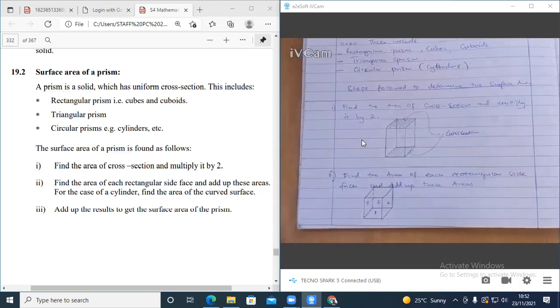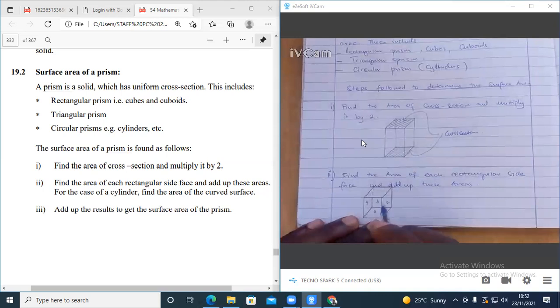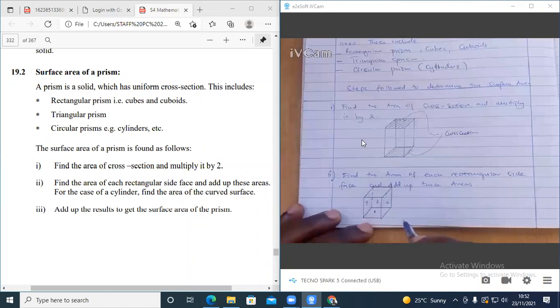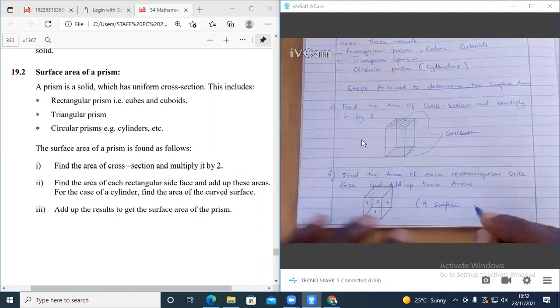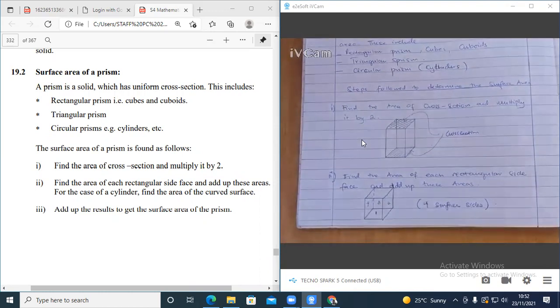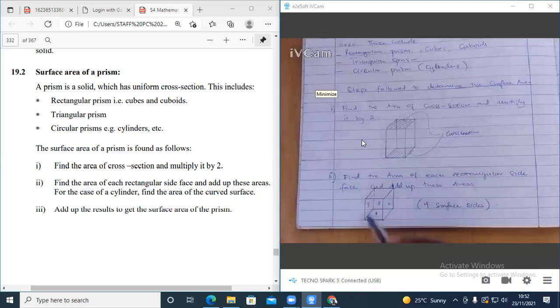So we can just get the area of 1 and then multiply it by 4. Here there are 4 surface sides, so you get the area of 1 and multiply it by 4. Or you get one area, and the other area, and the other area, and the other area, and then you add, and you have the surface areas. Then the last part is you add up the results.